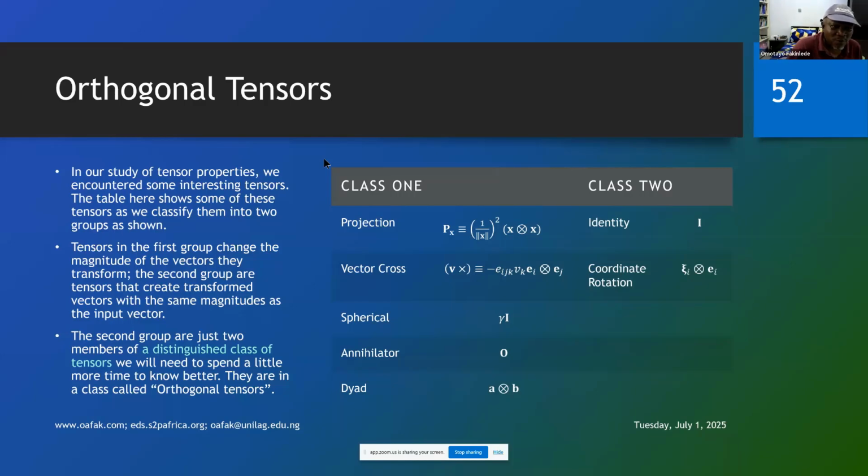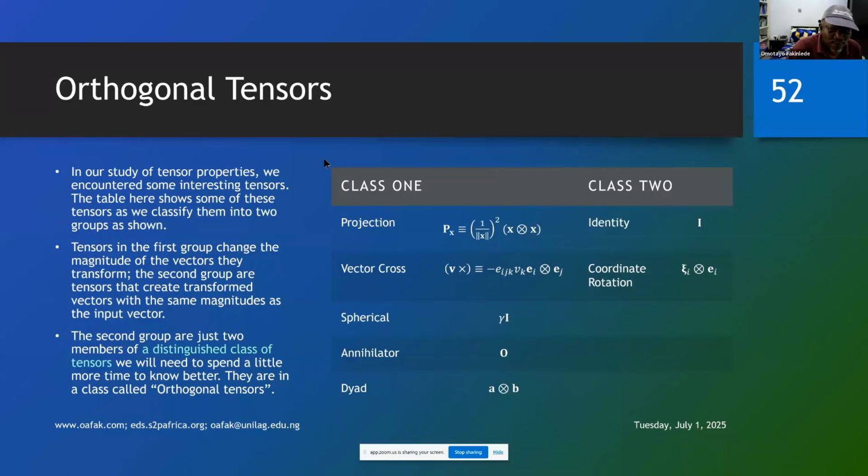Now, in our study of tensor properties, we encounter some interesting tensors. The table here shows some of these tensors as we classify them into 2 groups as shown. We have looked at the projection tensor. We have looked at the vector cross. We have looked at the spherical tensor. We have looked at the annihilator tensor, and we have looked at the dyad. All of those belong to one class. Then the identity tensor and the coordinate rotation are another class.